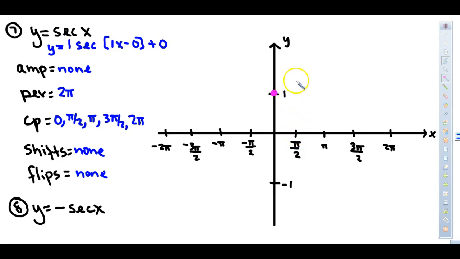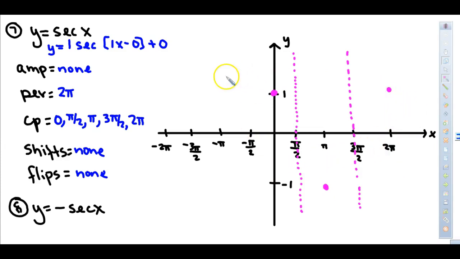Secant of pi over 2, undefined. So here come our little asymptotes. See, wherever your trig function is undefined, you're going to have asymptotes. Preferably straight ones. Secant of pi is -1. Secant of 3 pi over 2 is undefined. Now see this pattern going on? Secant of 2 pi is 1. Now that's one complete period right there.